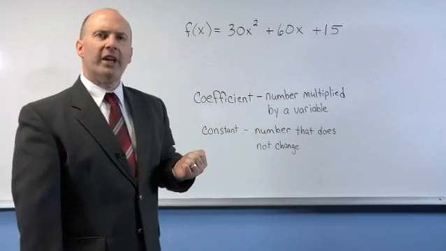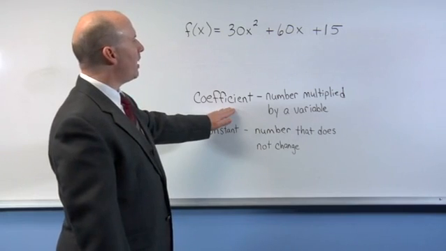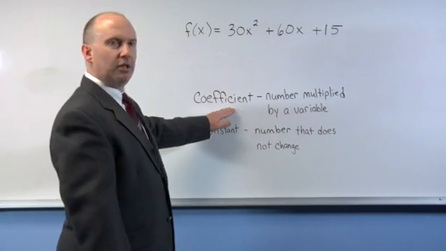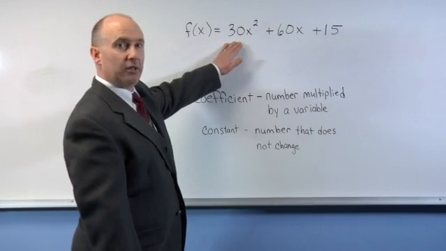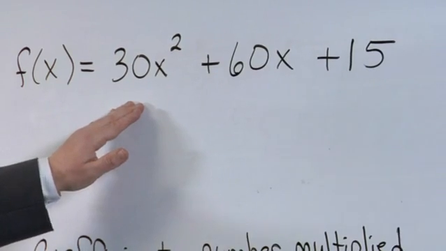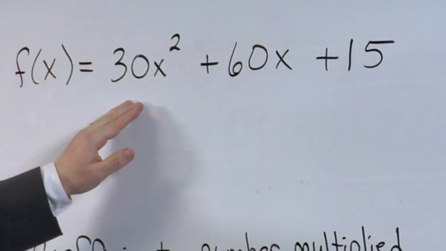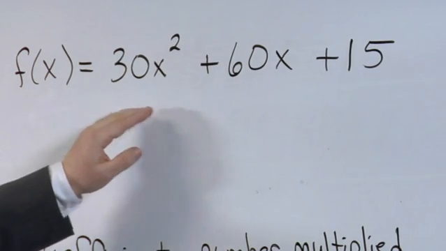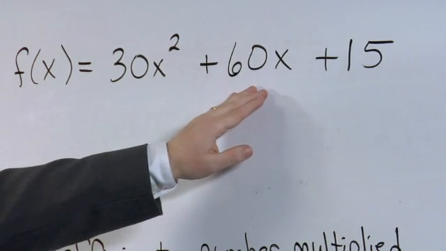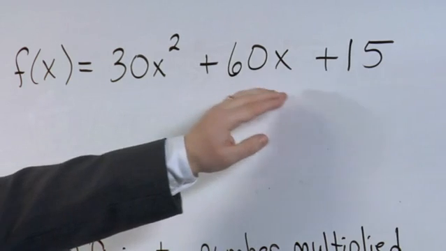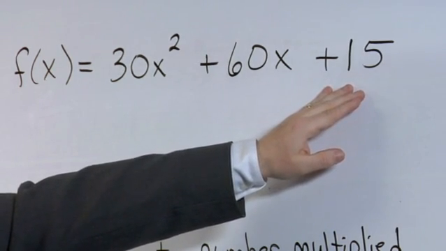To determine whether or not a number is a coefficient, it must be a number multiplied by a variable. For example, the first term is 30 times x squared. 30 is followed by a variable. In fact, it's multiplied by it. So therefore, 30 is a coefficient. The second term is 60 times x. So therefore, 60 is a coefficient. And the last term is just 15. Well, since there's no variable there, it must be a constant.